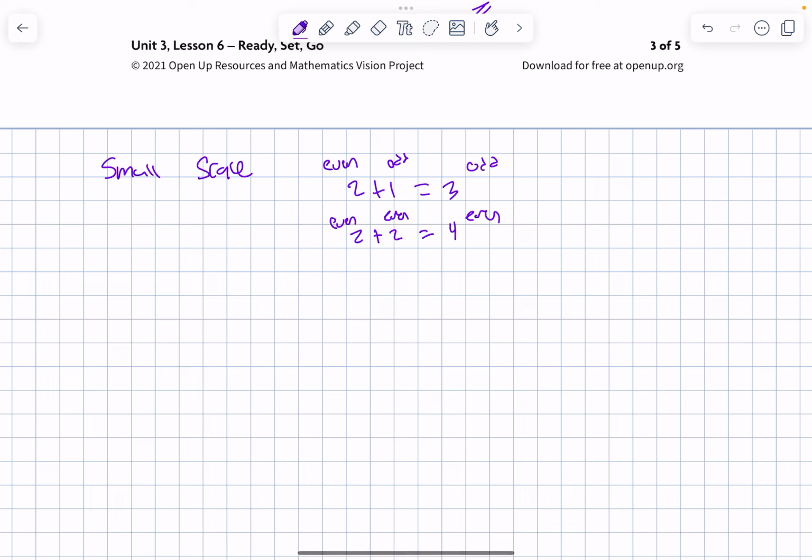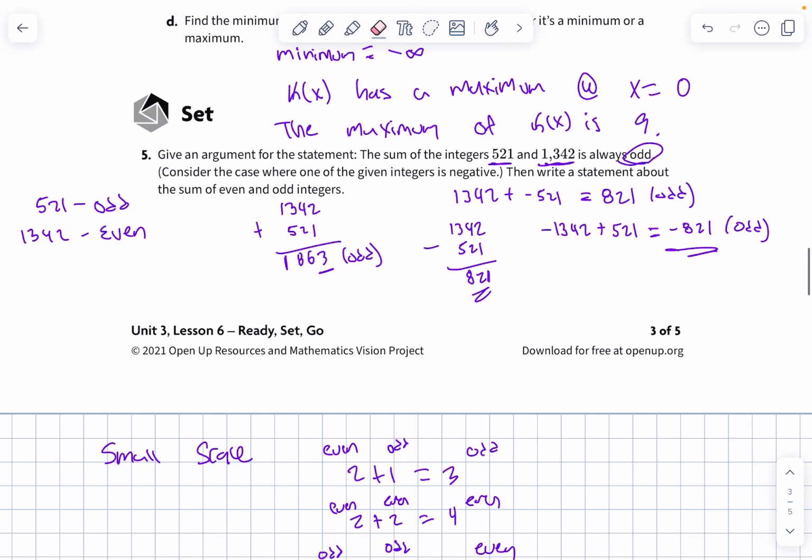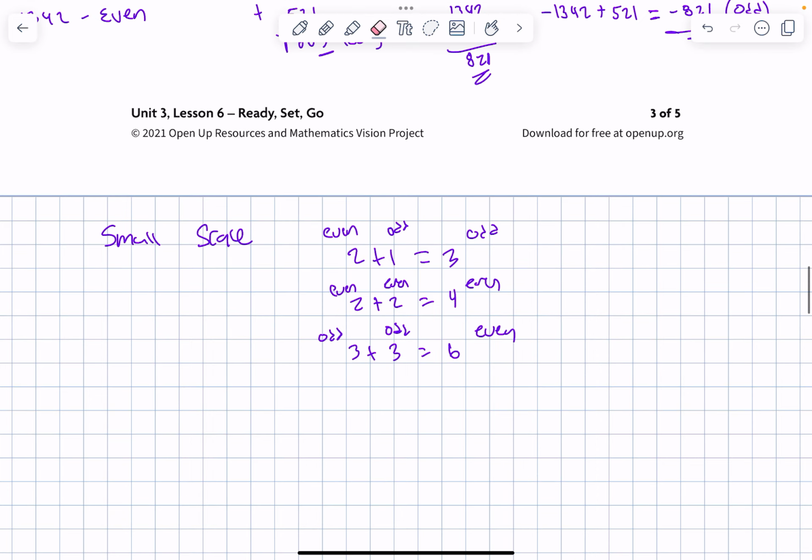What I'm trying to get at, oh, what am I missing? I'm missing an odd. So let's think about 3 plus 3, odd plus odd equals 6, which is an even. Okay, so we've done all the combinations that we could do. We did even odd or odd even, same concept, right? We did even even, and we did odd odd.